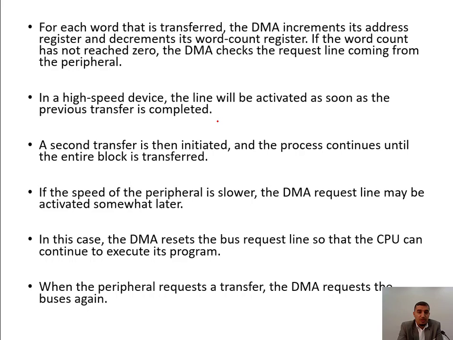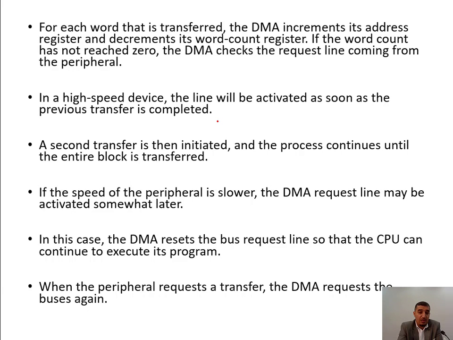As each word is transferred, the DMA increments the address register and decrements the word count register. If the word count register has not reached 0, the DMA checks for the request line coming from the peripheral. In high-speed devices, the line will be activated as soon as the previous transfer is completed. A second transfer is then initiated. If the speed is slower, the DMA request line may be activated somewhat later.